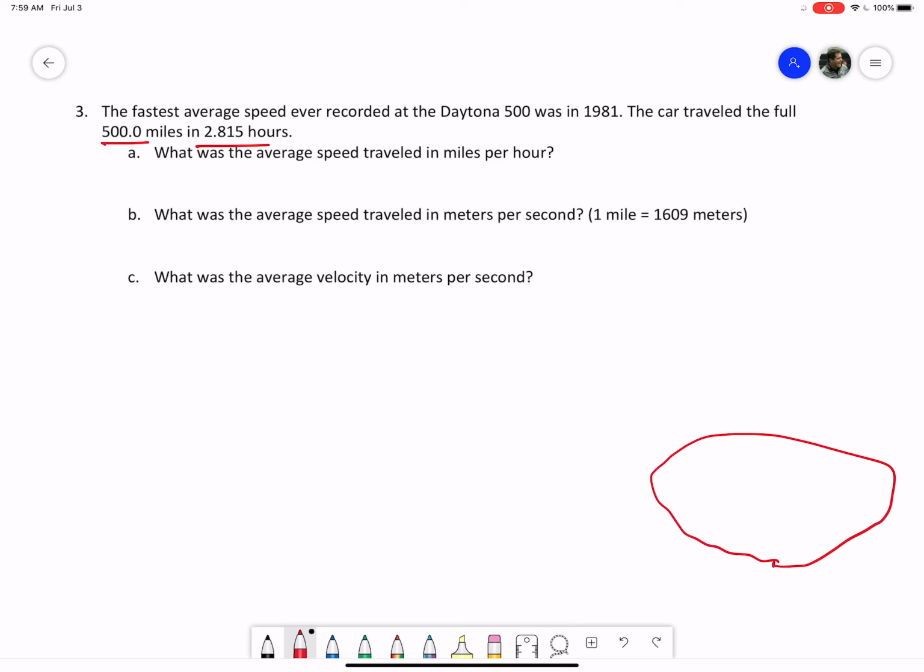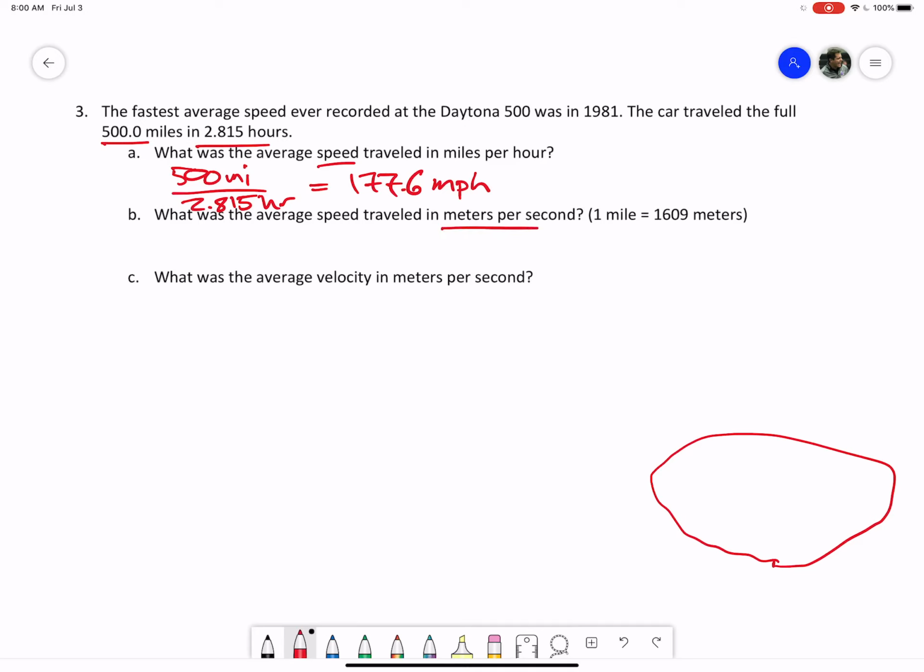First question is asking for speed. Speed's not velocity. Speed doesn't care about direction. So we're going to have our 500 miles, and we're going to divide that by our 2.815 hours, and that's it. So we're going to divide those out, and we're going to get 177.6 miles per hour.